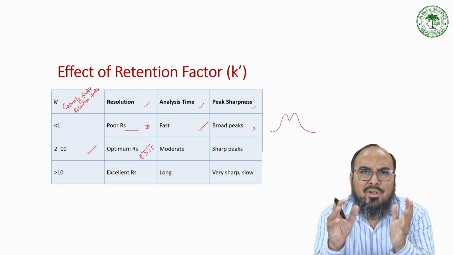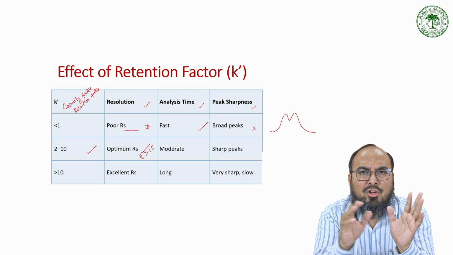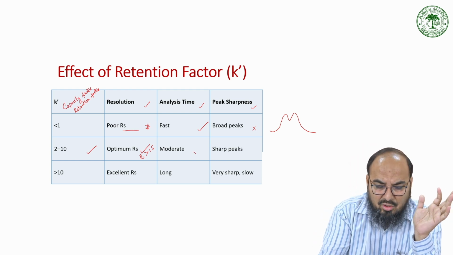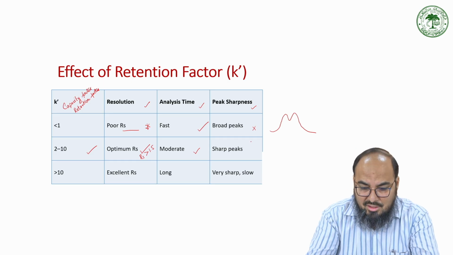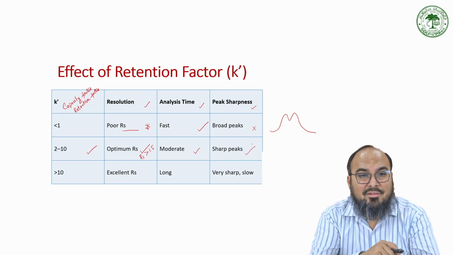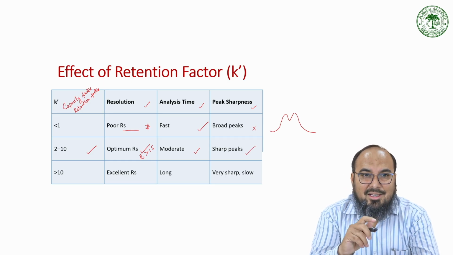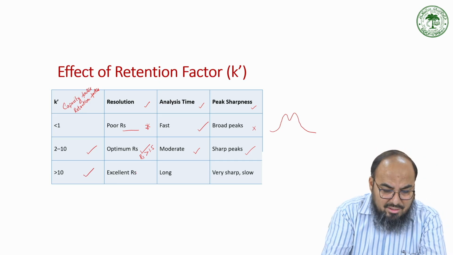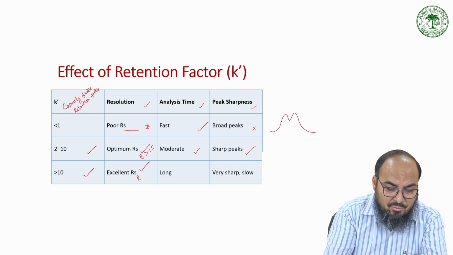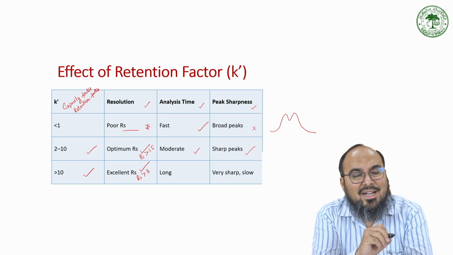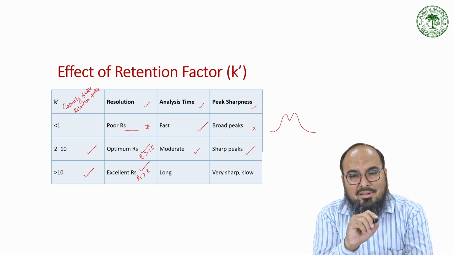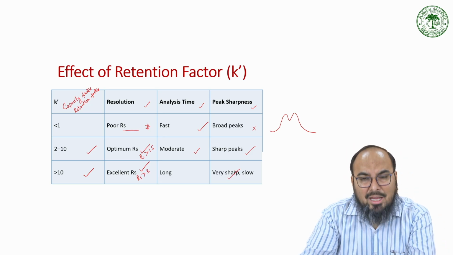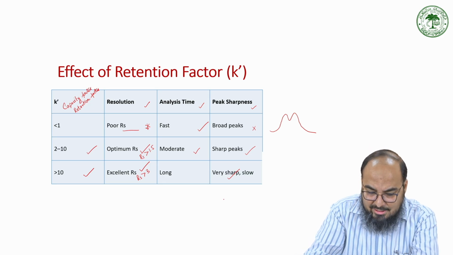Analysis time would be moderate, not too long or too fast, so it's fine. And again you have very sharp peaks obtained. But the best thing is this: if your k is greater than 10, then excellent resolution, that is somewhere greater than 3, is called excellent resolution. Again you will get very sharp, ideal peaks like this.